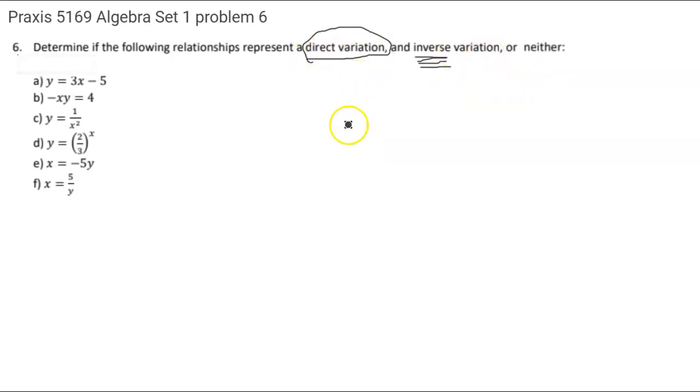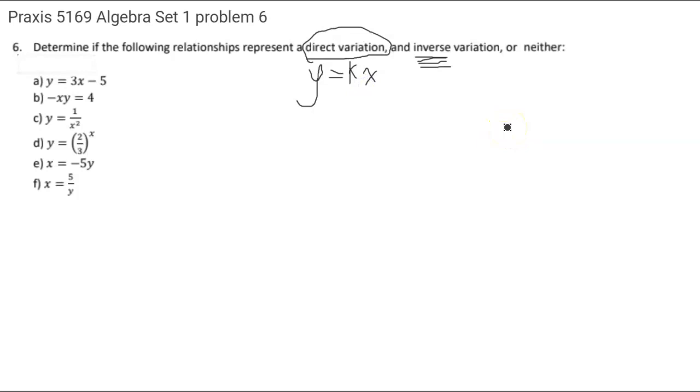Let's get direct variation though. Direct variation, the variation part means one changes with the other, and the direct means it's just a multiple. So a direct variation relationship has to be of the format y equals kx. K is some number. Let's say it's 7, right?